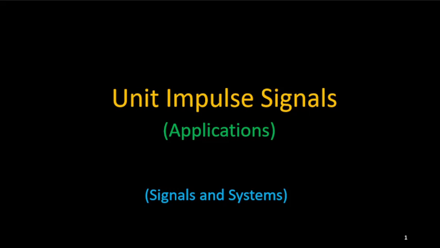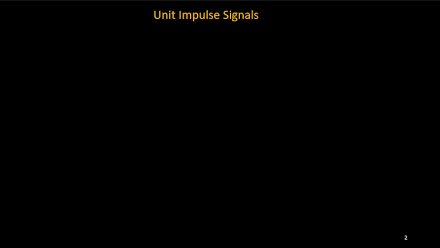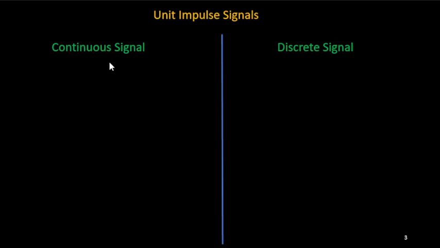In this video, we are going to discuss the unit impulse signal, and this is useful in signals and systems. It's one of the fundamental signals which is applied in signals and systems. Let us discuss this one and its few applications. Now, to understand the impulse signal, we'll consider two kinds of signals. One is continuous signal, the other one is discrete signal.